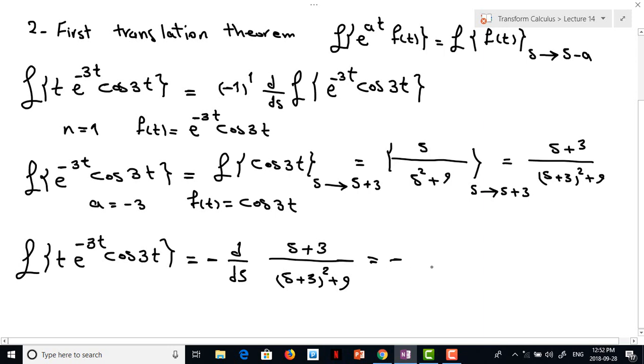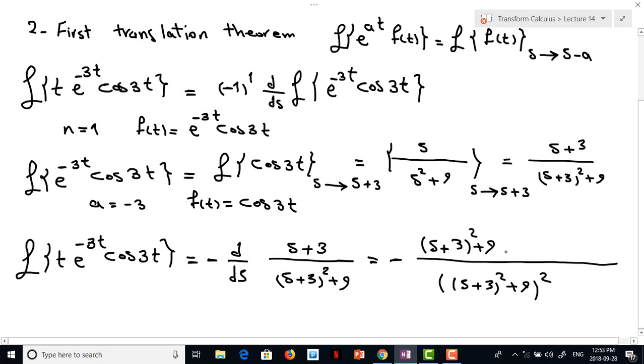So we have minus here. The derivative of this function has denominator squared, so we have ((s plus 3) squared plus 9) all squared. The derivative of the numerator times the denominator is 1 times (s plus 3) squared plus 9, minus the derivative of the denominator, 2 times (s plus 3), times the numerator, s plus 3. So we could find the Laplace transform of this function.